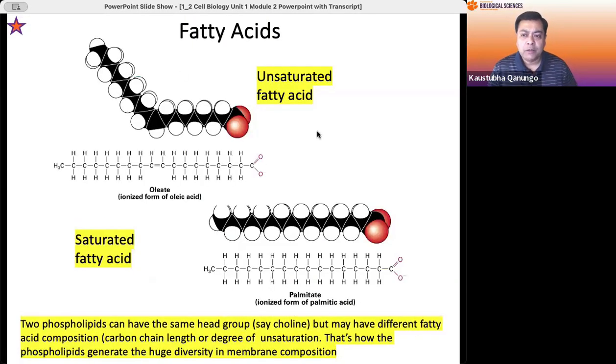So after that, we are looking at the unsaturated fatty acid with a kinked double bond and the saturated fatty acid. Two phospholipids can have, as I already mentioned, the same head group but different fatty acid composition in carbon chain length or degree of unsaturation. That's how phospholipids generate a huge diversity in membrane composition. So what you are seeing is an oleate, an ionized form of oleic acid, whereas this is a palmitate, the ionized form of palmitic acid.